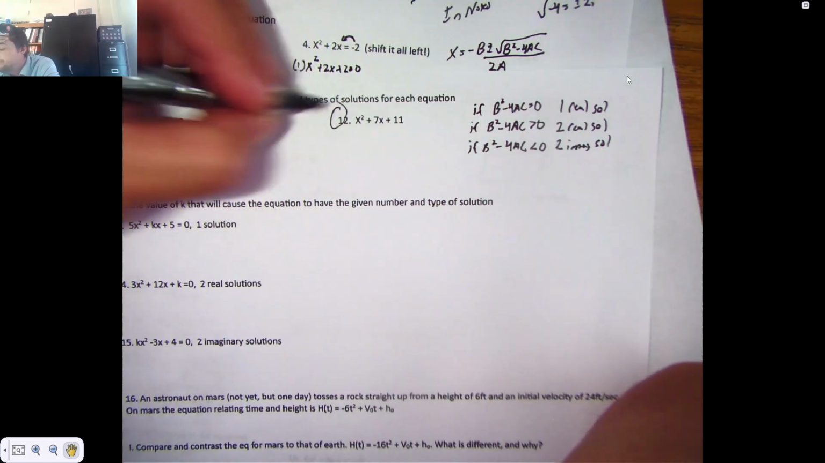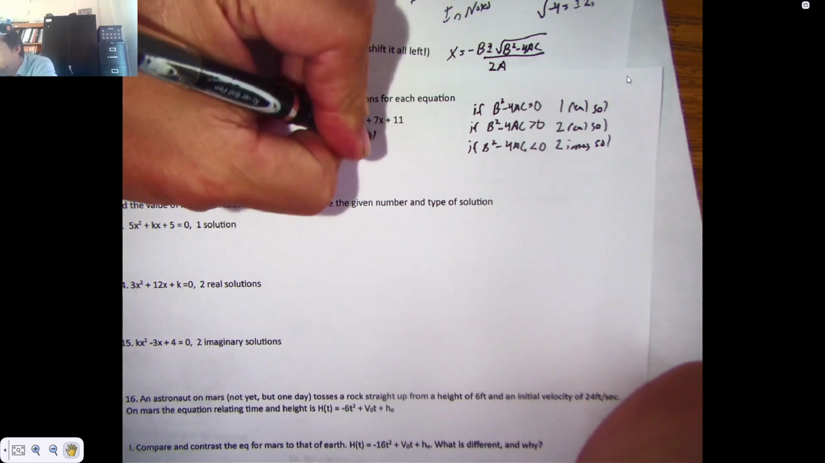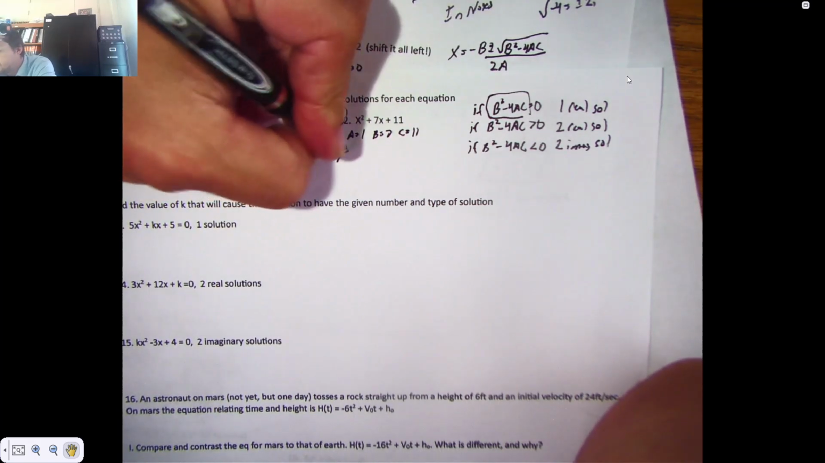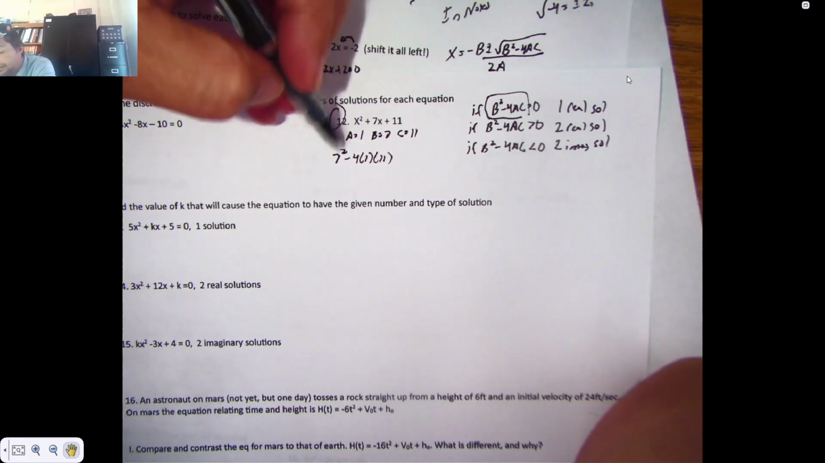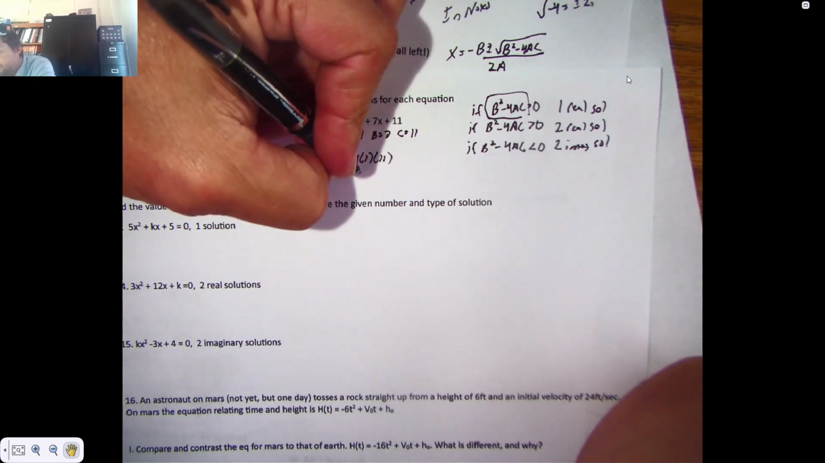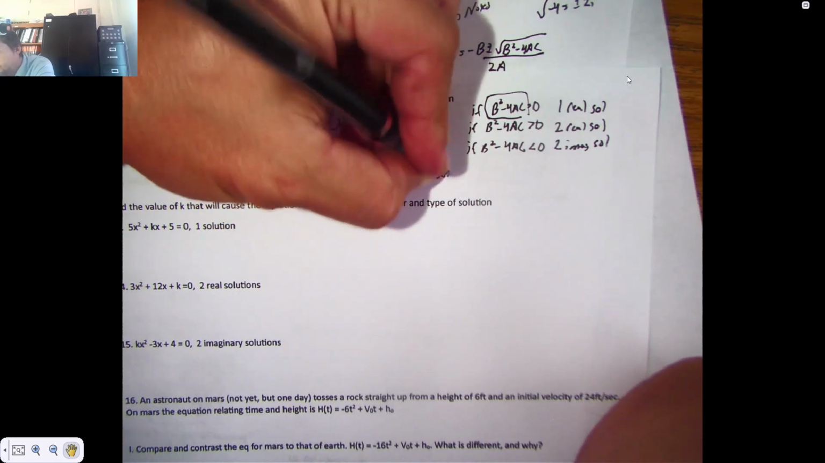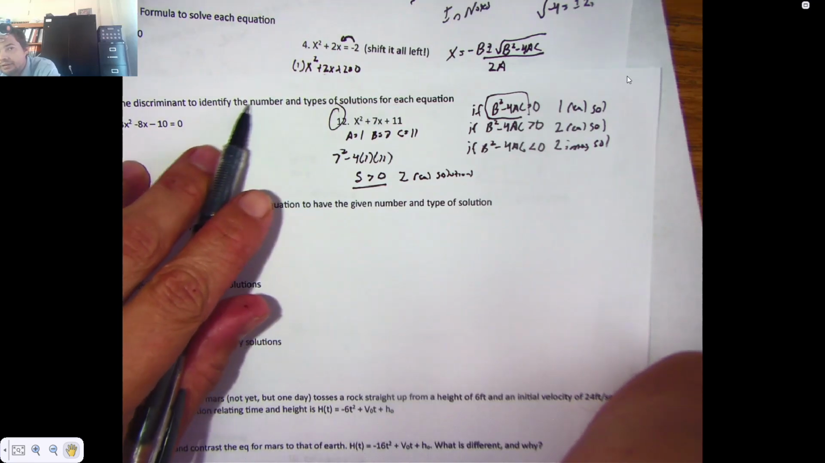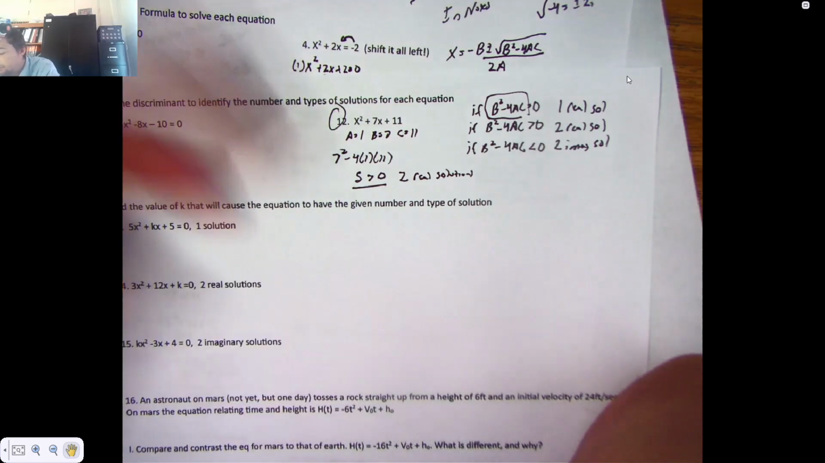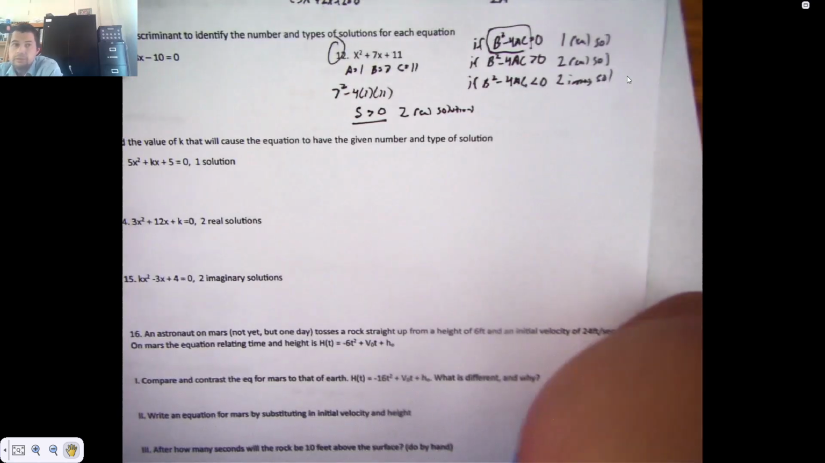So I'm just going to do 12. A is 1, b is 7, c is 11. And I'm going to plug into this right here. So that would be 7 squared minus 4 times 1 times 11. And that's 49 minus 44, which is 5. And 5 is definitely bigger than 0. So I have two real solutions. It doesn't say determine. It says identify the number and types. So two real solutions.